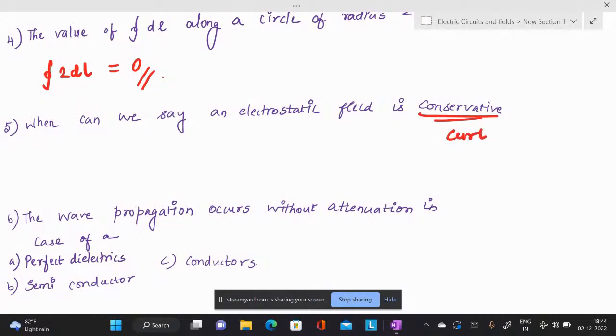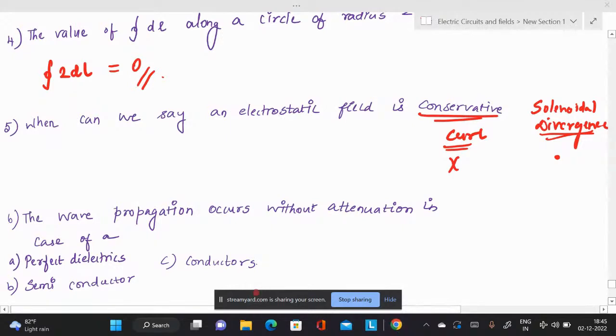ஓகேவா? சொலினாய்டல் அப்படிங்கிறதுக்கு இன்னொரு பேர் என்ன அப்படின்னா டைவர்ஜன்ஸ் அப்படின்னு அர்த்தம். சொலினாய்டலுக்கு டைவர்ஜன்ஸ் அப்படின்னு சொல்லுவோம். ஸோ கேர்ள் அப்படிங்கிறதுனால இதை கிராஸ் ப்ராடக்ட்னு சொல்லுவோம். டைவர்ஜன்ஸ் அப்படிங்கிறங்காட்டி இதை வந்து டாட் ப்ராடக்ட்னு சொல்லுவோம். ஓகே. So, when can we say an electrostatic field is conservative?